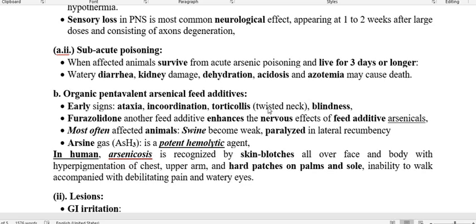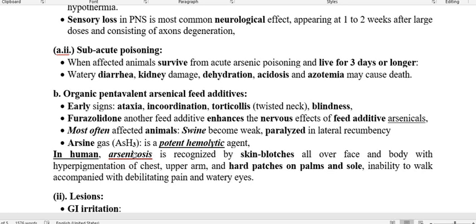These mainly you will find the symptom related with the nervous sign. Then the most often affected species is swine. Swine means pig, and you will find the symptom mainly related to the nervous sign.